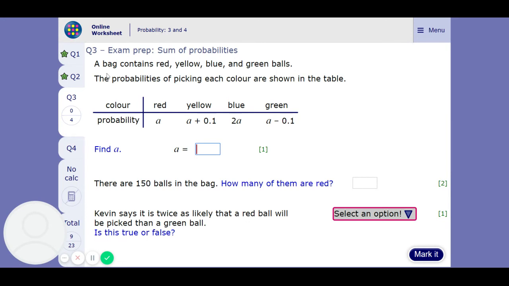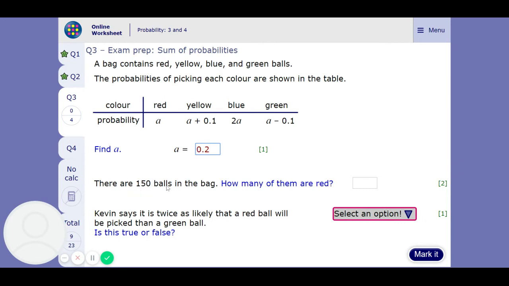So the next one, sum of probabilities. A bag contains red, yellow, blue, and green balls. The probability of picking them out is shown in the table. So we're using some algebra now. But what we've got to realize is that all probabilities, when you've got all options, add up to 1. So we know that a plus 0.1 plus 2a plus a minus 0.1 equals 1 whole 1. So if we add those up, we get 1, 2, 3, 4, 5a. 5a is 1, which means that a has got to be 0.2 when we divide by 5.